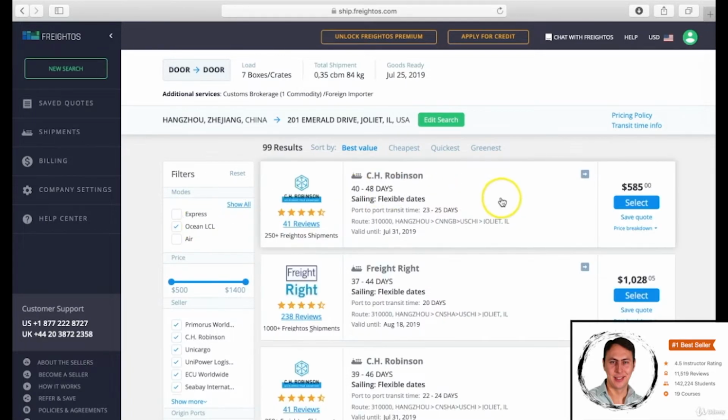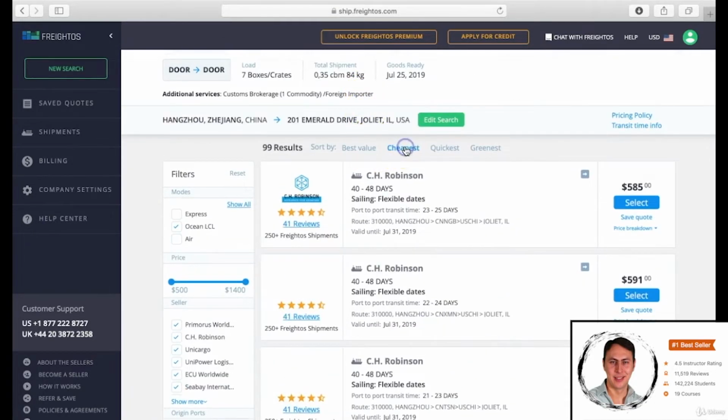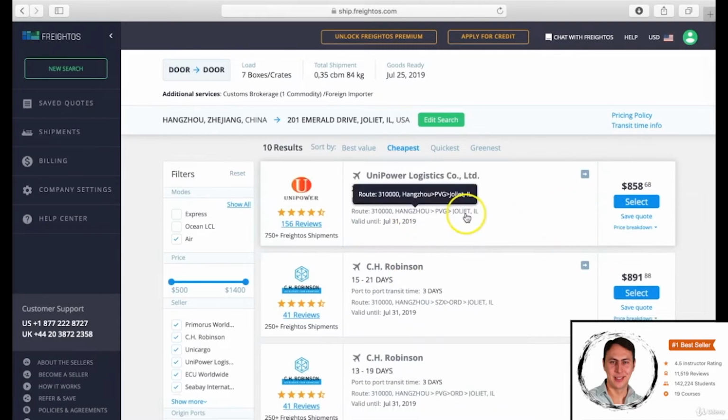Let's have a look at the ocean ones and check the lowest price. When you choose the cheapest option in the filters, you can see the cheapest ones. The cheapest one is $585. You can see how many days it takes below the company names. It takes 40 to 48 days. So you can understand how long the process takes and how expensive it is from China.